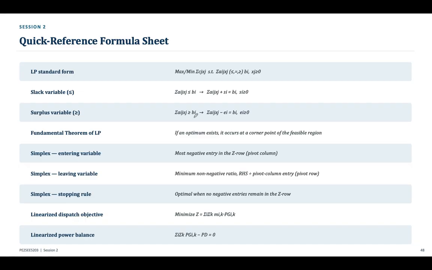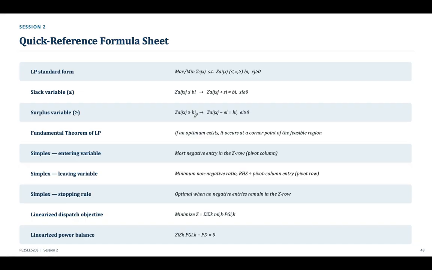The fundamental theorem tells us that if an optimum exists, at least one optimum occurs at a corner point. In the simplex convention used in this discussion, the most negative coefficient in the Z row identifies the entering variable. The minimum non-negative ratio of the right hand side to the positive pivot column coefficients identifies the leaving variable. We stop when there are no negative entries remaining in the Z row. For the linearized economic dispatch problem, the objective is the sum of the segment cost rates multiplied by segment outputs, and the sum of all segment outputs must equal demand.